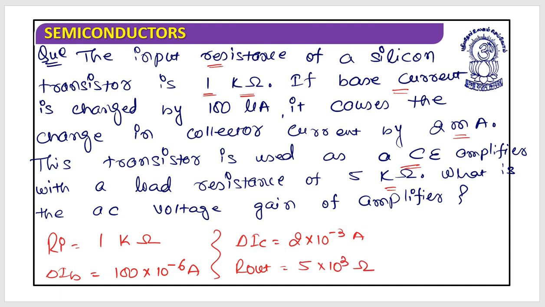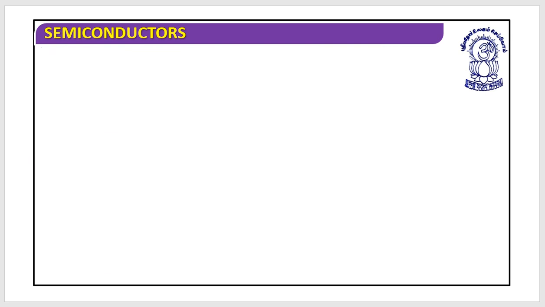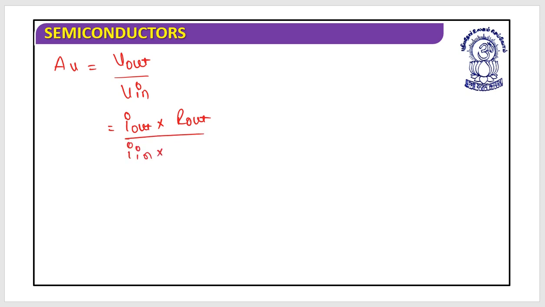What is the AC voltage gain? That means voltage gain AV has been asked. How will we do this? First, what is voltage gain? Voltage gain is V output divided by V input. When I say V output, this is simply I output multiplied by R output, divided by I input multiplied by R input. This I output by I input is beta, times R output to the R input.